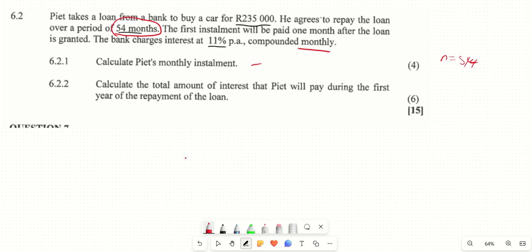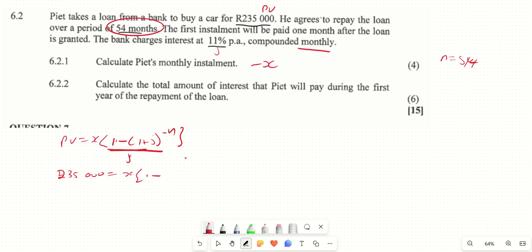We know that the monthly installment is x, meaning that this is our PV, this is our interest. So we have PV equals x times 1 minus (1 plus the interest) to the negative n, all over i. So 235,000 is equal to x times 1 minus (1 plus 0.11 over 12) to the negative 54. This is 0.11 over 12.